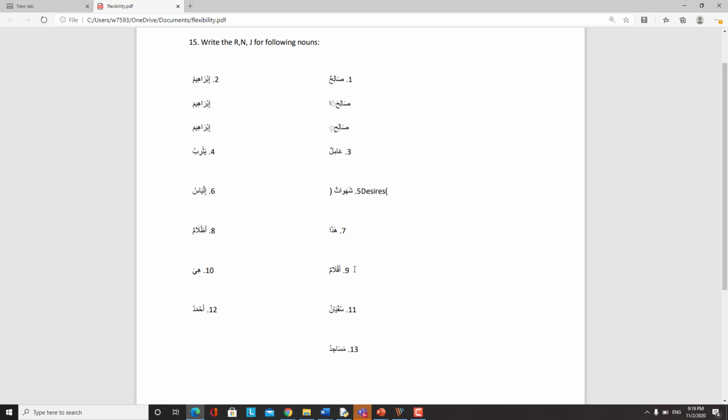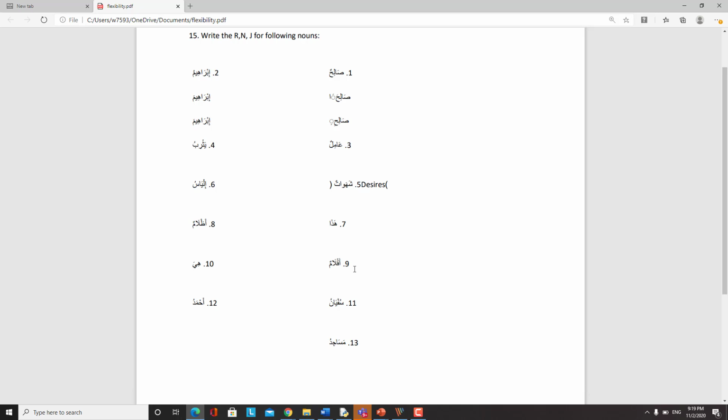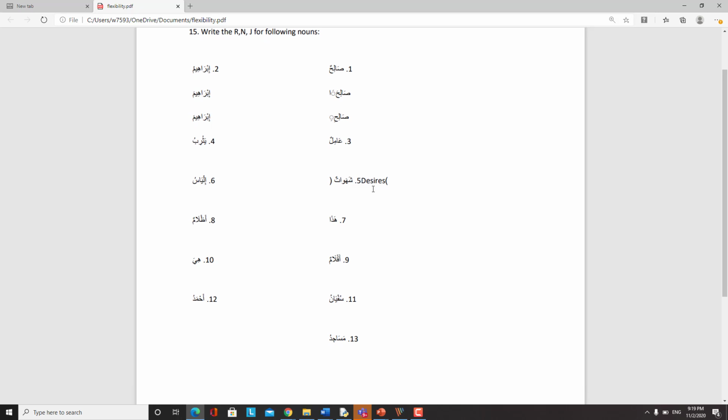Shahawatu are desires. I think the rest of the English translations just got erased. Anyways, haza, akhlamun, pens. Sufyanu, masajidu, masjids, mosques. Ahmadu, a name, hiya, and azlamun. Okay, so the first clue, in order to know whether an ism is partly flexible or fully flexible, is that the partly flexible ism will have just one harakat. That's all for this video. See you all in the next video.